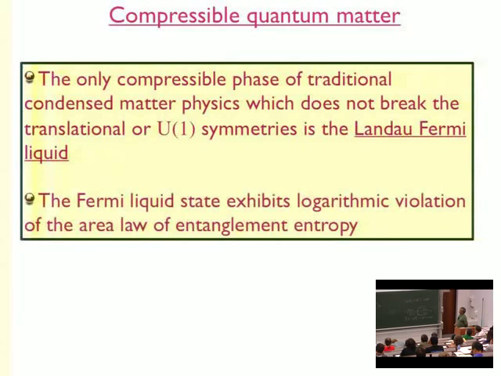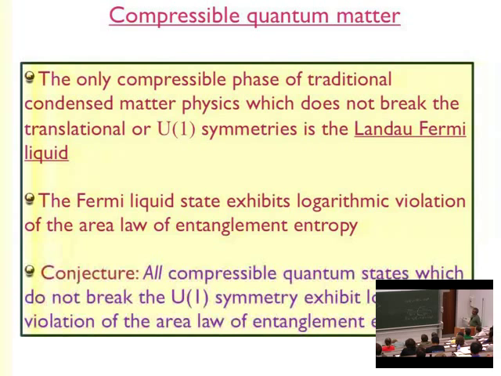So at this point, I'd like to make a conjecture, which is based upon everything I've learned from other exotic compressible states in condensed matter physics, and which I believe is true for all compressible states. Now we're going to work very hard to find other compressible quantum states. Read strange metal, and that's what a strange metal is. It's a compressible quantum state, and we don't want it to break any symmetry. So my conjecture is that all compressible quantum states which don't break the U1 symmetry also still have this feature, that they're going to have log violation of entanglement entropy. And I'll try to give you a sense of where that comes from. Certainly every more exotic example we know in condensed matter has this feature.